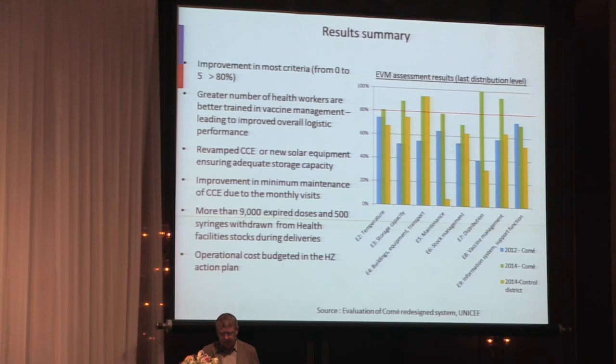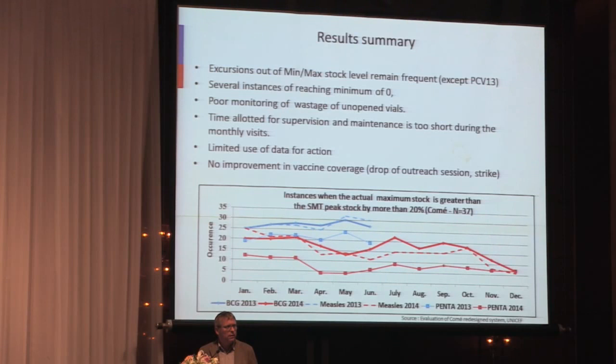Not everything was good, and there is still some problem. After a few months there were still some problems with the stock levels, and this graph shows that there's still a distortion out of the minimum and maximum stock levels for most of the vaccines. And at the end there is no improvement in vaccine coverage during that period, which may be due to other factors like drop off, outreach sessions, and strike at the national level.